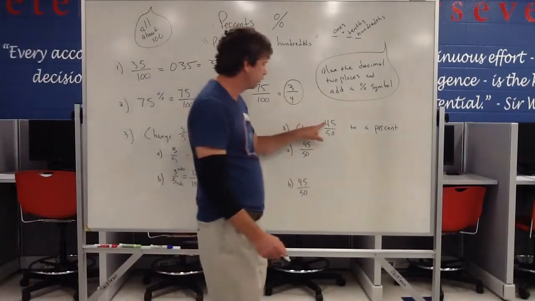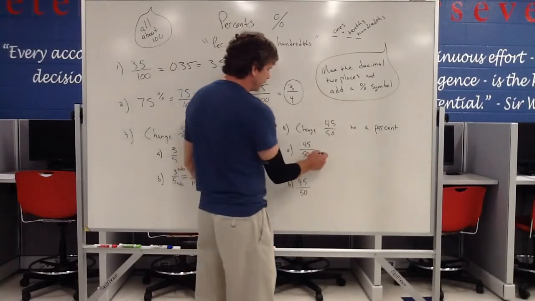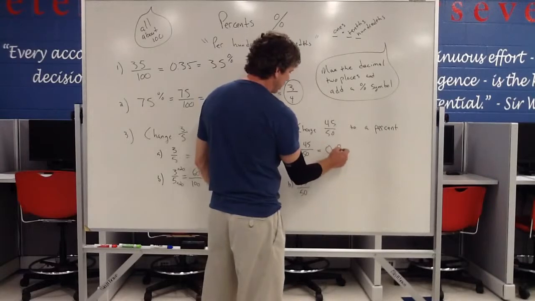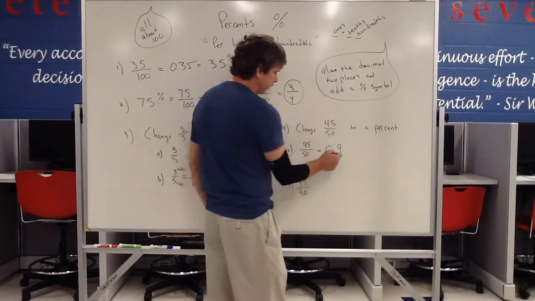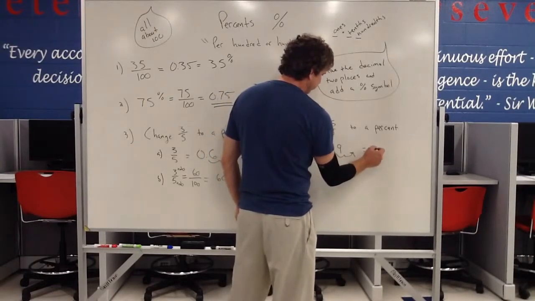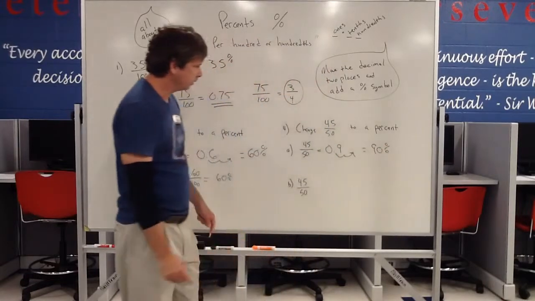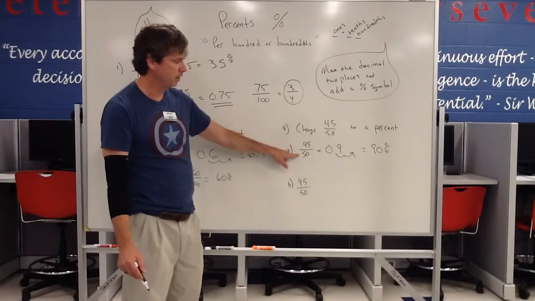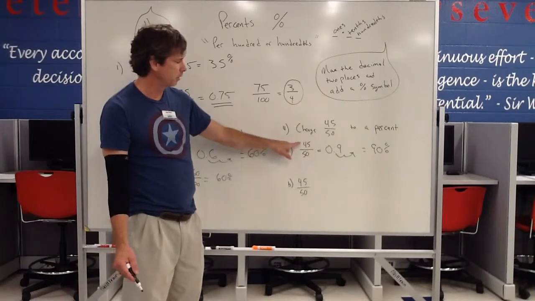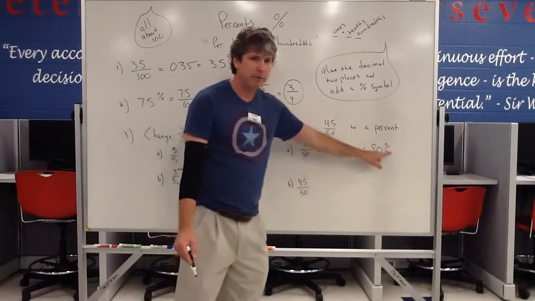Let's see if we can change 45 out of 50 to a percent. Again, one way of doing it is just changing to a decimal. So 45 divided by 50 would be 0.9. To do a percent, you've got to move the decimal over and add on the percent symbol. So that's going to end up being 90%. And that should make sense because 45 out of 50 should be, to you, very close to 100% if you were on a test. 45 out of 50 questions right should be a really high score. It would actually be a 90% if we did the math.